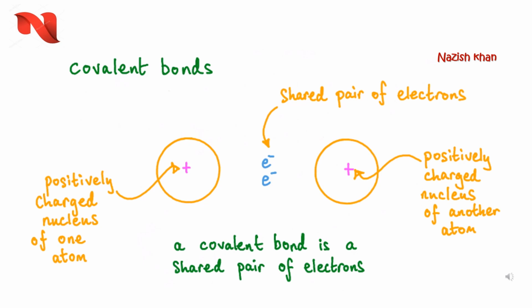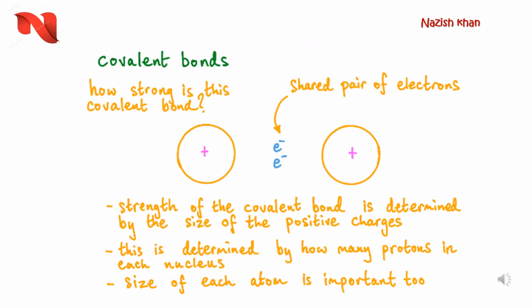Quite simply, it's the electrostatic attraction between the shared pair of electrons and the positively charged nucleus of each atom in the covalent bond. The more electrostatic attraction we have, the stronger this covalent bond will be, students. The electrostatic attraction is largely governed by the size of the positive charges in each nucleus. Since the positive charge in each nucleus is caused by positively charged protons, its size is determined by how many protons there are in each nucleus.